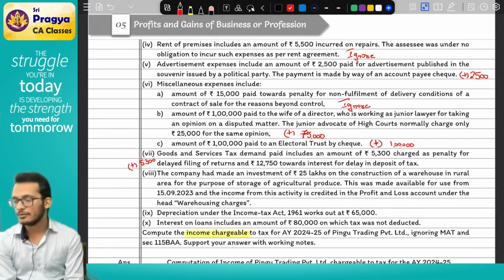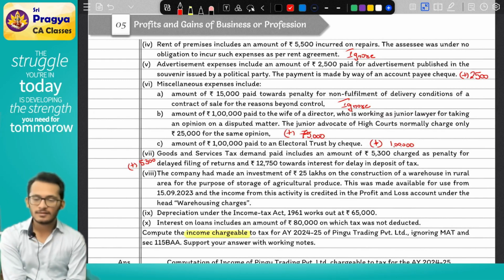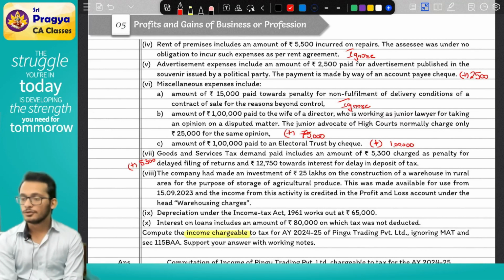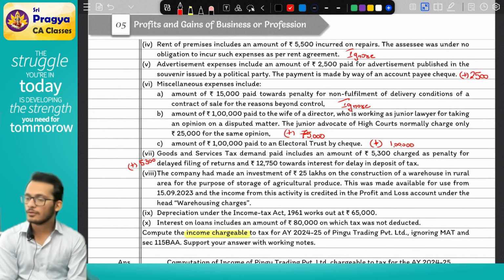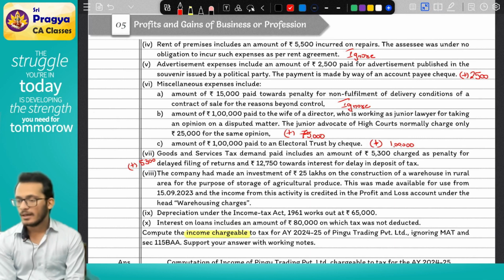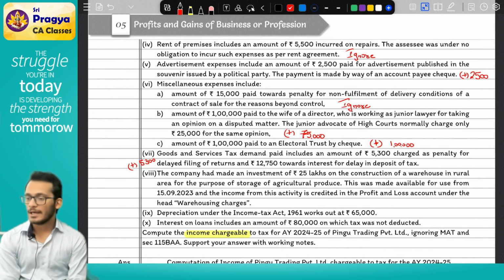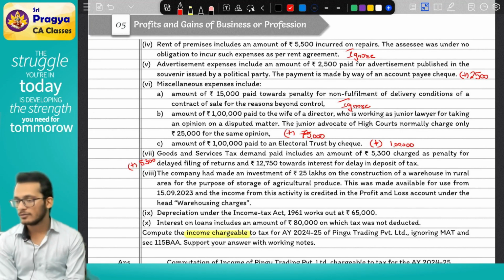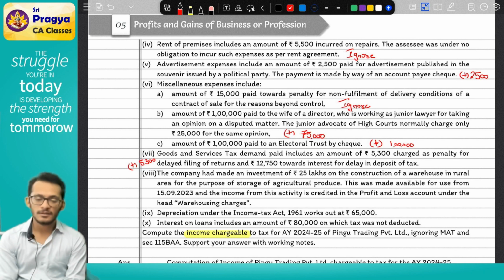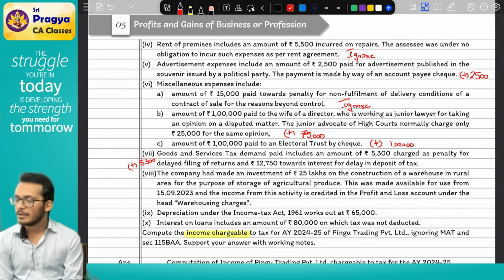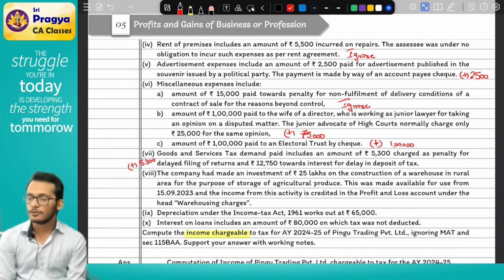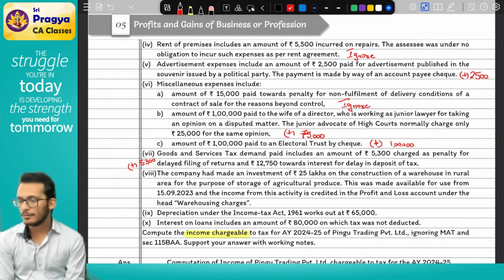Question now comes to you is, Rahul, can you consider this as business or should you still go with HP? At this point of time, you can make an assumption, because the activity has started in the current year. It looks like this can also be a business of the person. If that is the case, you will tax it under PGBP. If not, you will move it to HP.